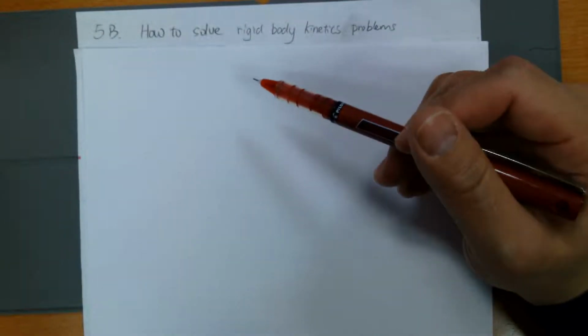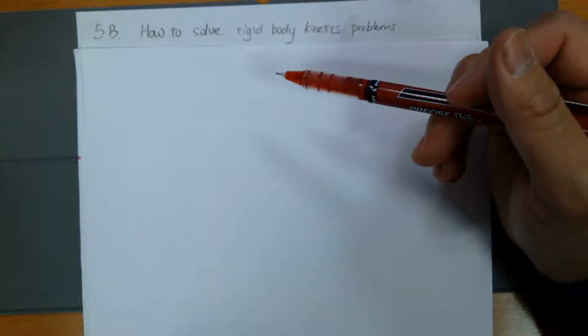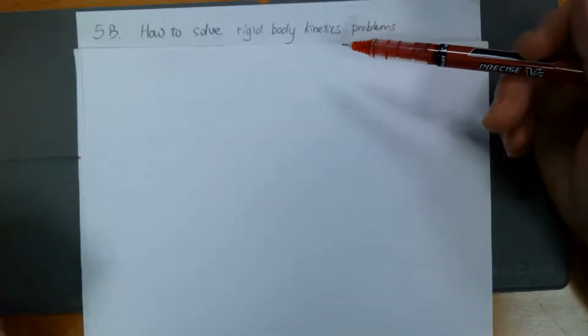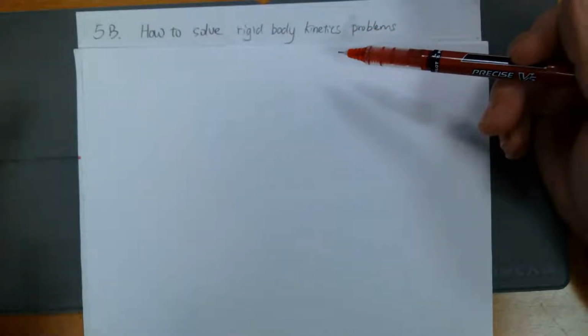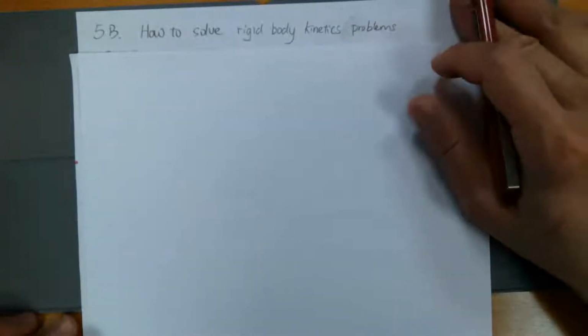Hello, guys. Today we're going to talk about how to solve work energy problems for rigid bodies. The steps we're going to learn are very similar to the steps you learned for 4B, work energy equations for particles. So we're going to go through each step together.